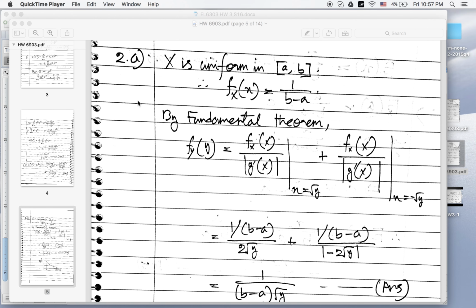Be explaining question number 2. So X is a uniform distribution in A comma B. So we know in a uniform distribution the probability density function is 1 by B minus A.